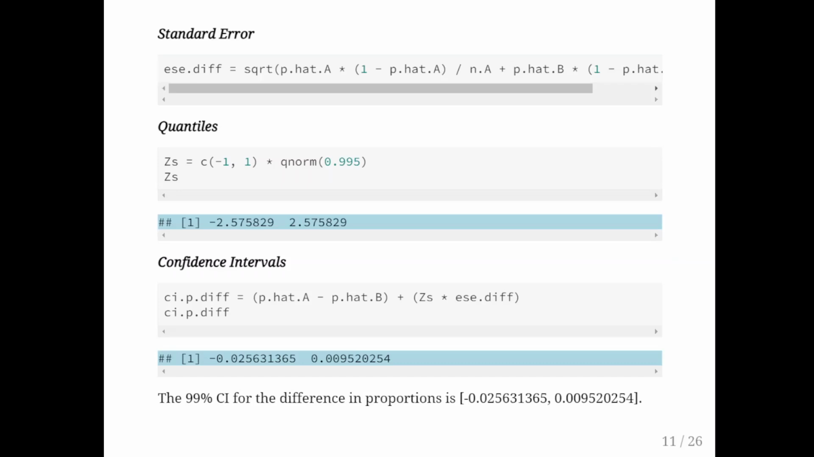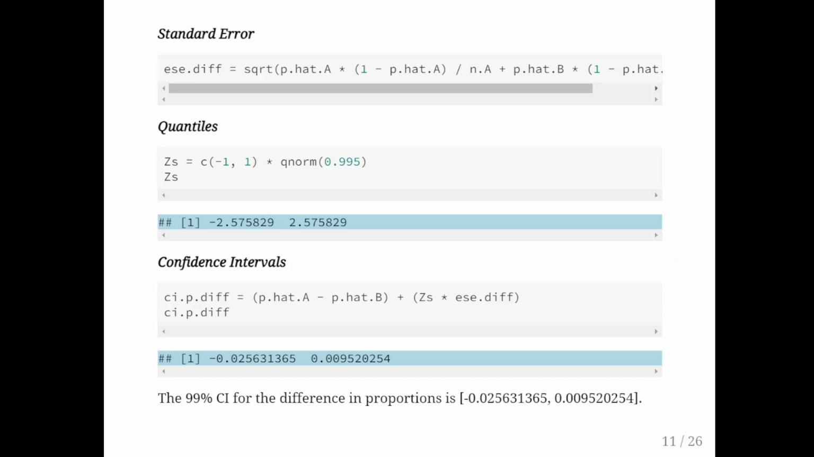And qnorm of 0.995. So essentially what we want is an even-tailed interval comprising 99% of the distribution. So it's the 0.5% up to 99.5%. It's between those two values. So there we get it, minus 2.576 to 2.576.